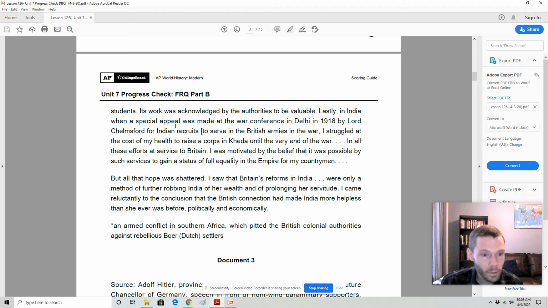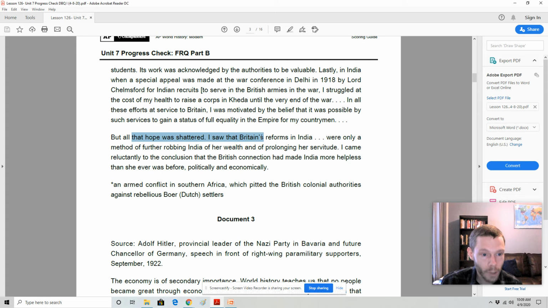He speaks to what was happening in the war, the conference in Delhi, 1918, for the Indian recruits. Remember, as I said before, Indian soldiers fought on behalf of the British. He's saying that his hope was shattered. He saw the British reforms in India as only a method of further robbing India for wealth.